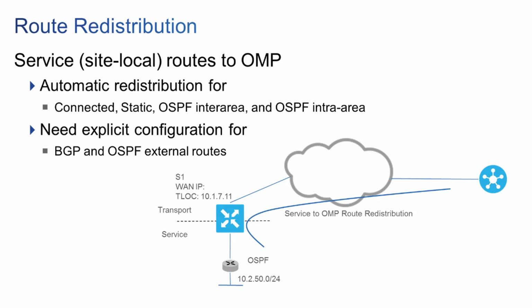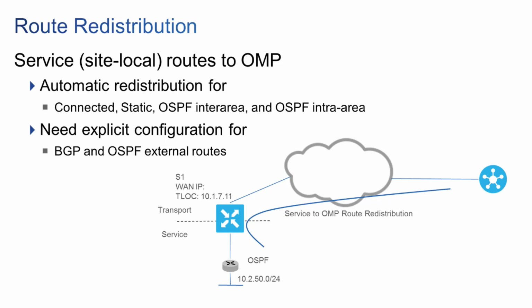OMP actually automatically redistributes different types of routes that it learns either locally or from its routing peers. Those routes would include connected routes, static routes, OSPF intra-area routes, which are my O routes, the ones represented as a type 1 LSA, and my OSPF inter-area routes, which are represented as my type 3 LSAs, my summary LSAs.